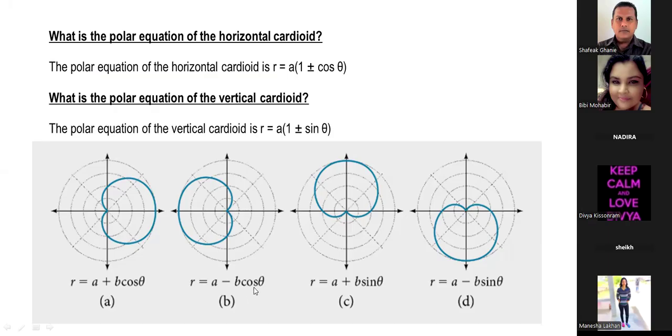Now, looking at the last two here, we have a vertical representation, and the polar equation of the vertical cardioid is where we use the sine function: r equals a plus or minus b sin theta.